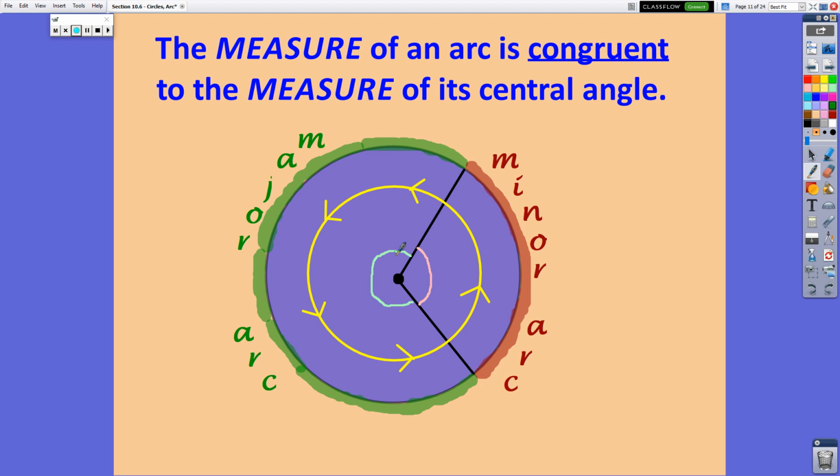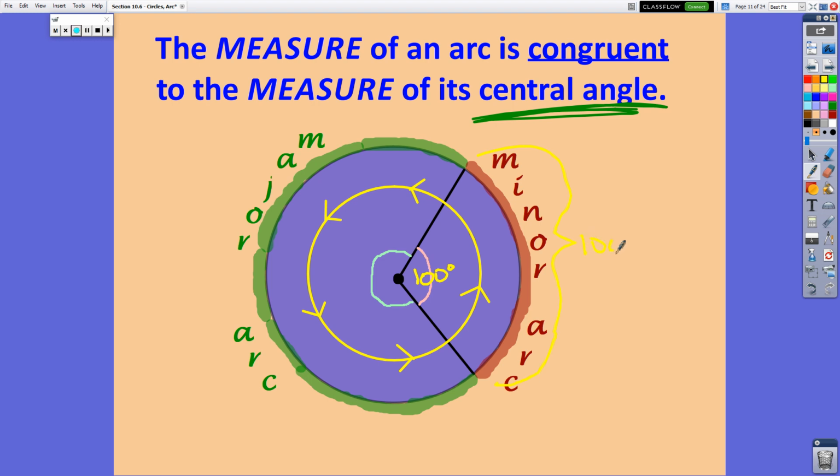All right, one more little tidbit of information here. The measure of an arc is congruent to the measure of its central angle. So remember, central angles have to be by the center of the circle. So what I mean by this is, let's come up with some numbers here. So this angle that's right here, let's just spitball and say that it's, I don't know, what do you say, 100 degrees, let's say.